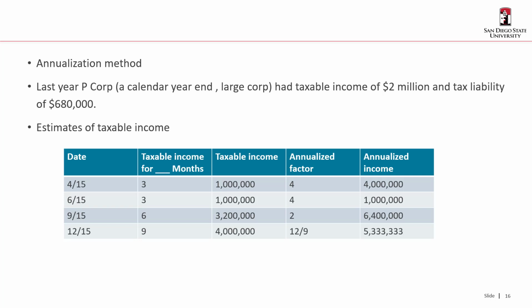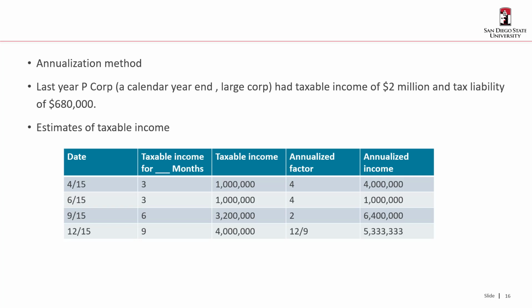So again, in April, 3 months; in June, 3 months; in September, 6 months; in December, 9 months, because those are all due prior to those quarters actually closing. So they've estimated their taxable income as $1 million at the end of the first 3 months of the year. They annualize that and say, okay, my annualized income is $4 million.